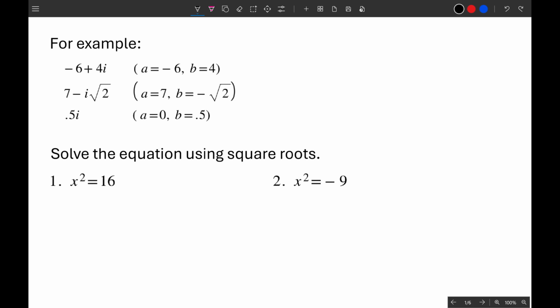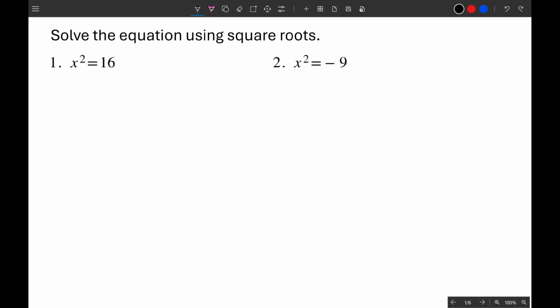So I'm going to solve number 1 using a square root. I only have this x squared over here. I'm going to square root both sides. Now, when I take the square root, I know that that's going to give me a positive answer and a negative answer. So x is equal to, the square root of 16 is 4, so I have a positive 4, and I have a negative 4. 4 times 4 is 16. Negative 4 times negative 4 is also 16.